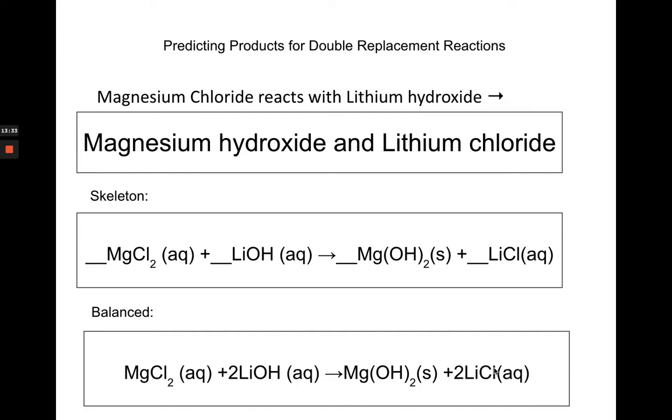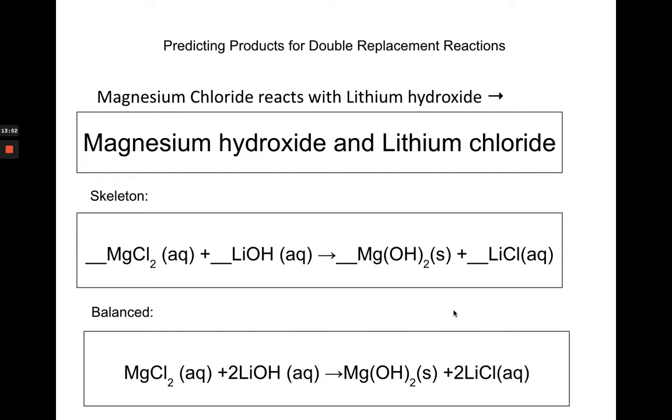You'll notice I've put an S next to the magnesium hydroxide because magnesium hydroxide, when it forms, will not dissolve in water. It'll come out as a solid. Lithium chloride, on the other hand, will stay dissolved, and that's why it still says aqueous.